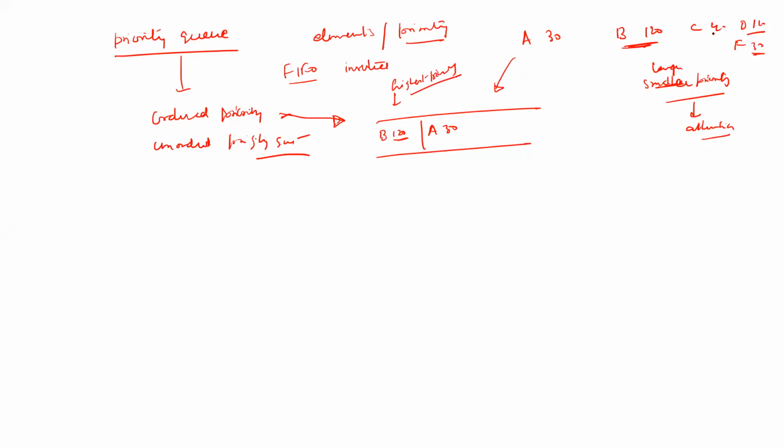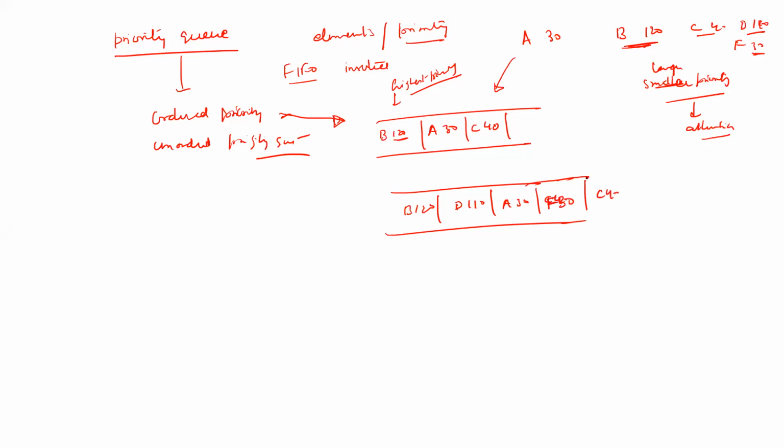Then you are inserting C40. C40 will come somewhere here. Then there is D110, which will come somewhere here in the data structure. I'm just rewriting because I can't overwrite here. Then there is an F30, which will come after this C40. First come first serve, because the element with the same priority which came first should be served first. So this is called ordered priority.